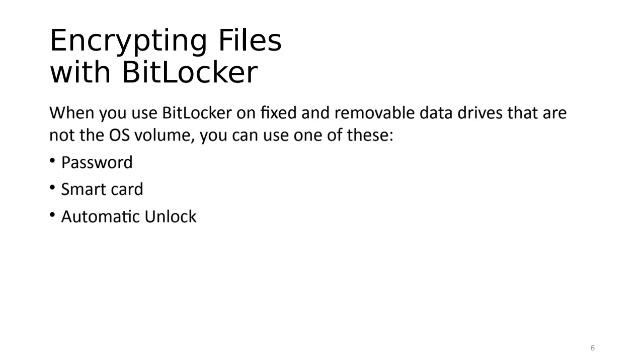To encrypt files with BitLocker, you can use one of these options: password, smart card, or automatic unlock. Let's say you have another volume other than the 2 volumes, like an extended volume you created, and you want to encrypt it. You can, and then you can unlock it using password, smart card, or automatic unlock. We will do this in the lab, inshallah.